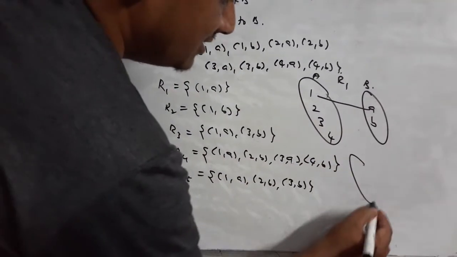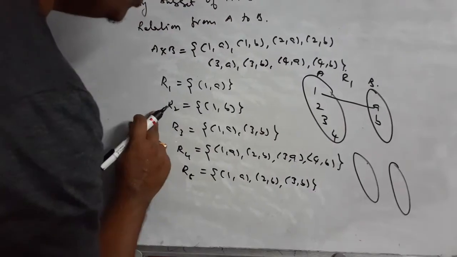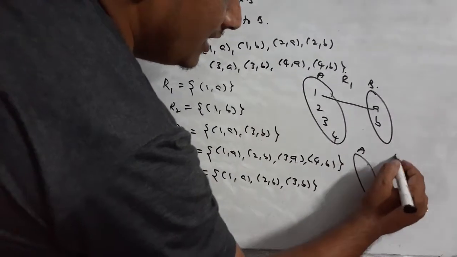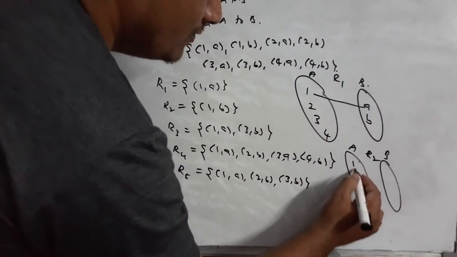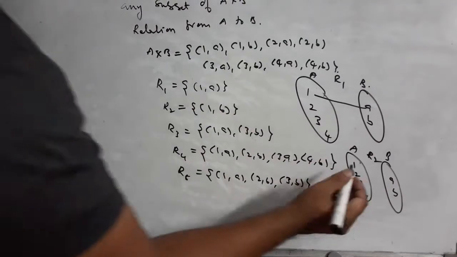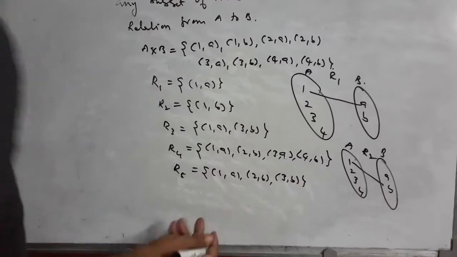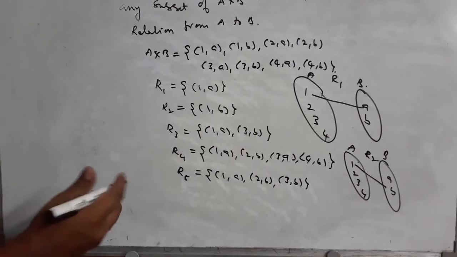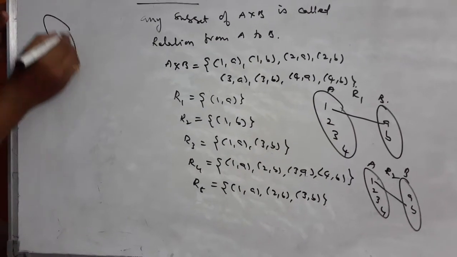If you take R2, what is R2? Here A, B. Here 1, 2, 3, 4 and A, B. Here 1 is mapped with B. It is a relation from A to B. That is the R2 relation. Now I am taking the third one.